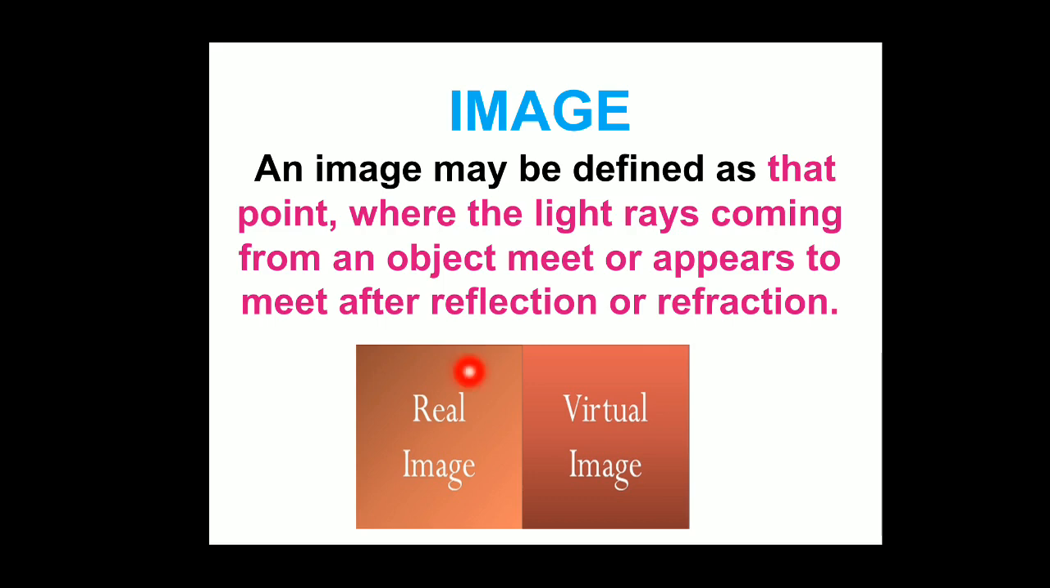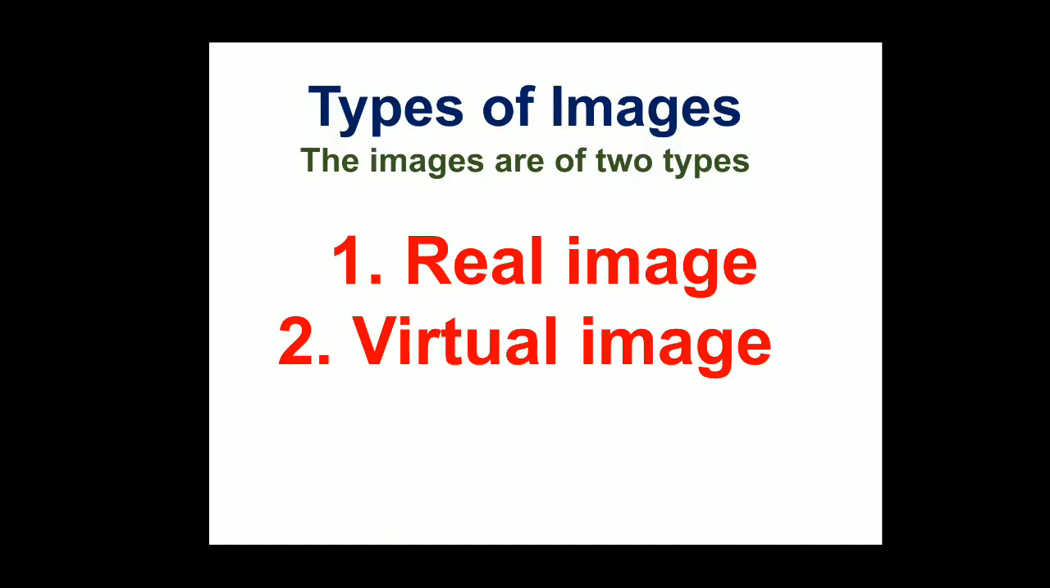And there are two types of image. One is called a real image and another one is called a virtual image. So two types of images are available. One is real and another one is virtual.